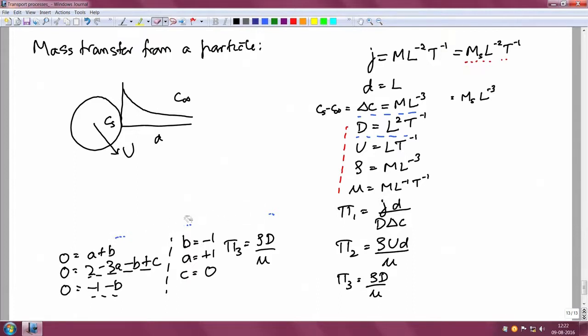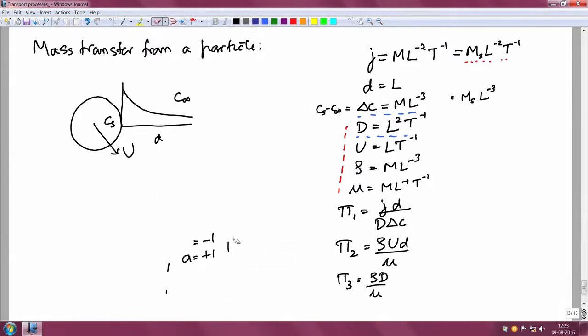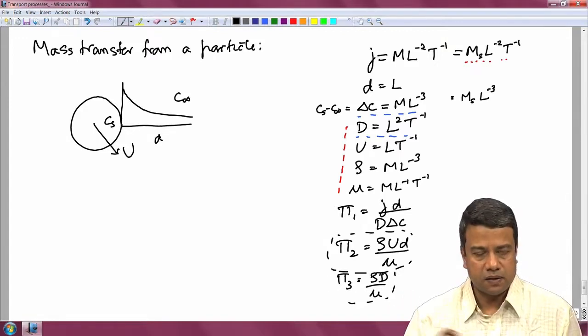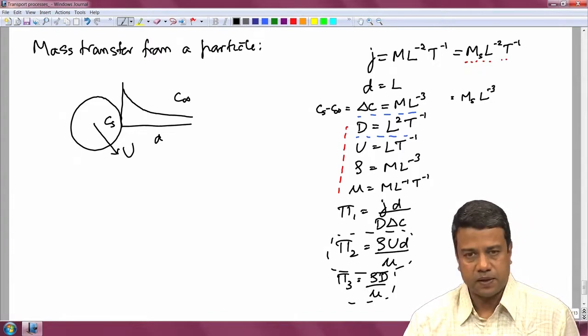Now, I could very well have scaled the diffusion coefficient by the particle diameter and the velocity as well, in which case I would have got a different dimensionless group. But in this case, what I have tried to do is to make sure that there is only one quantity which depends upon the particle velocity, and this other one is just a material parameter. It does not depend upon the particle diameter or the particle velocity.